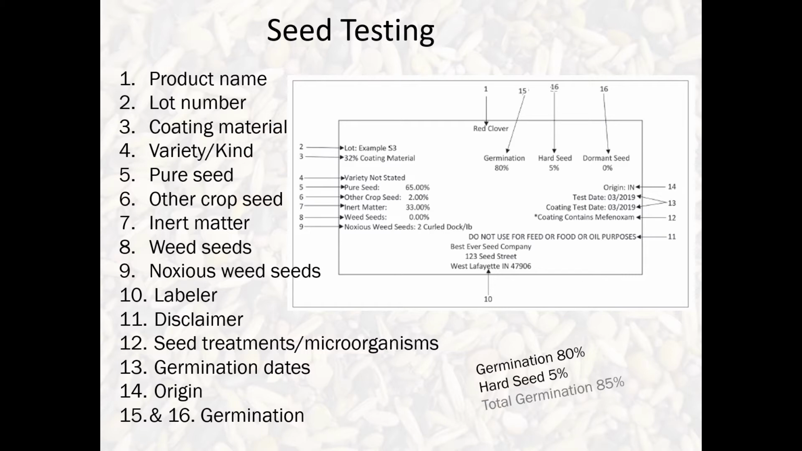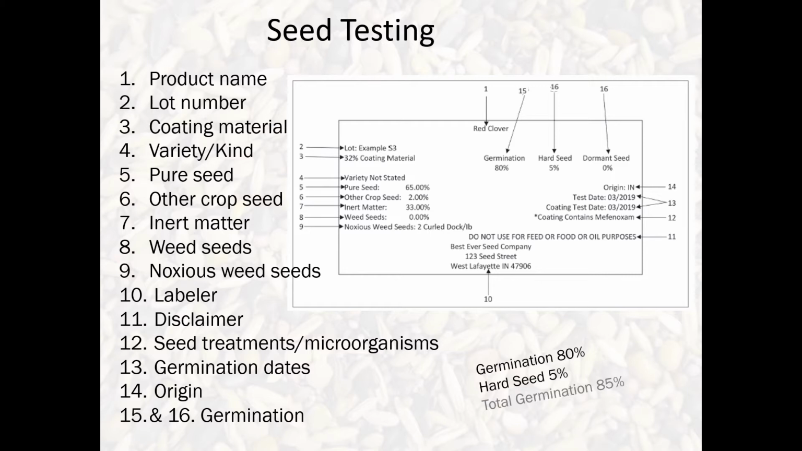Variety or kind notes the species and the variety of the seed that's being included in the bag. Purity should always add up to 100%. It includes pure seed, other crop seeds, weed seeds, and coating and inert ingredients. That inert ingredients is generally that coating that's sometimes put on the seed.